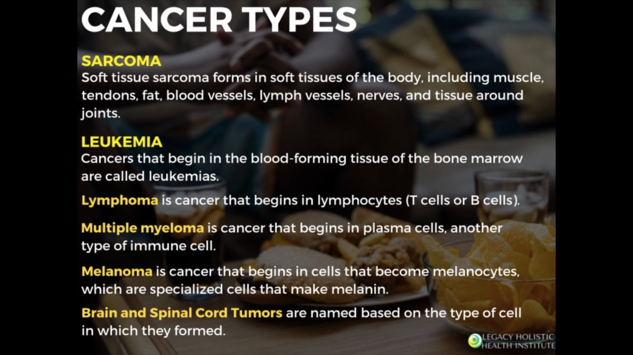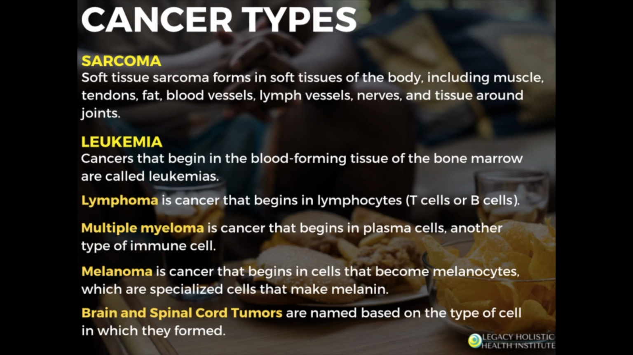Now, brain and spinal cord tumors are also named based on the type of cells in which they form. There are different types of brain and spinal cord tumors, and these tumors are named based on the type of cells in which they form and where the tumor first forms in the central nervous system. For example, astrocytic tumor begins in star-shaped brain cells called astrocytes, which help keep nerve cells healthy. Brain tumors can be benign, which are non-cancerous, or they can also be malignant.